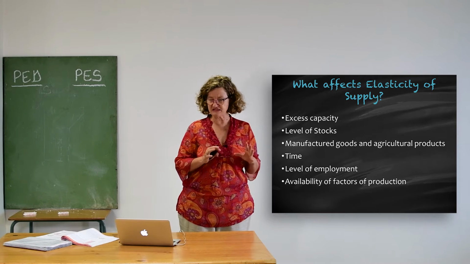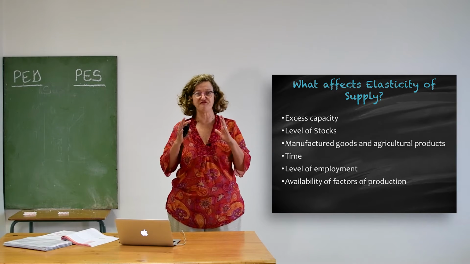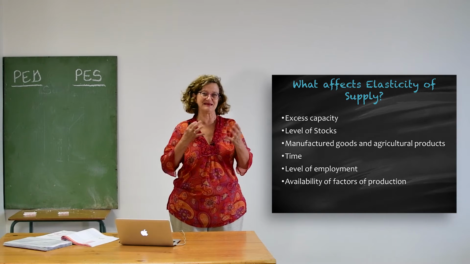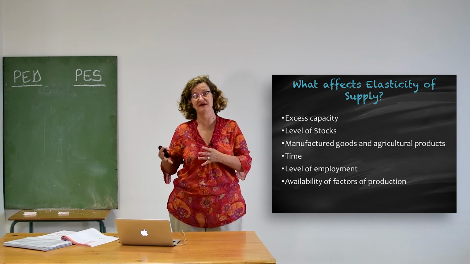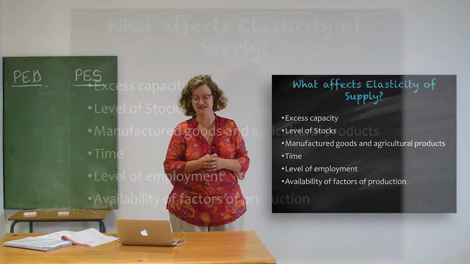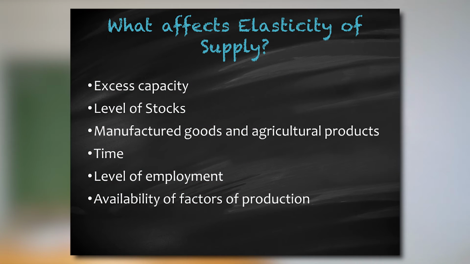So your next slide shows you what affects the elasticity of supply. Why are some products more elastic and others less elastic? Okay, the first point is excess capacity. In this case, for example, do you have land available to plant more? Your machinery that you use, are you using it for 24 hours?